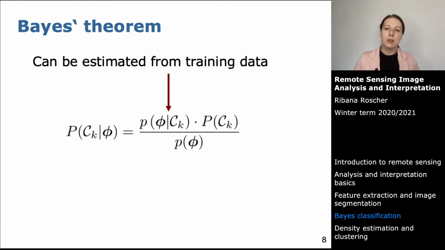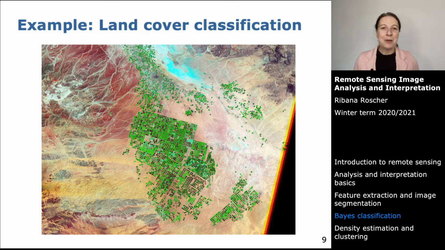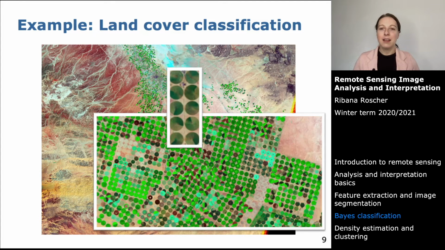And so let's first have a look at the likelihood. And this is something that you can estimate from your training data. So now we actually start to think about classification and how we can use the Bayes theorem for classification. And as in all the previous lectures, I want to focus again on this example where you can see the arable lands, the agriculture area in the desert. And let's pick a small part of the image and let's focus on this for now.